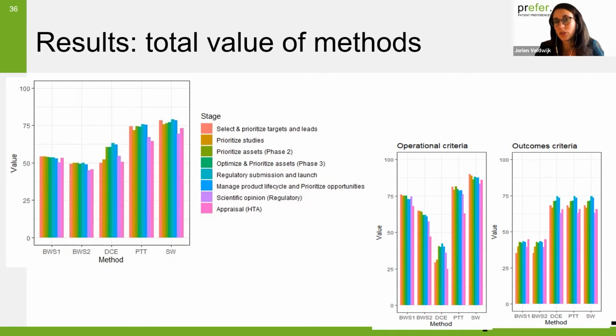And that is, of course, like Brett already told you, it's the one that has the largest sample size, takes the longest time, therefore is most costly. And that all adds, of course, on each other. If we look at the outcome criteria, we see a different picture there. We see that DCE, thresholding, and swing weighting score quite high, especially as compared to the best-worst scaling.